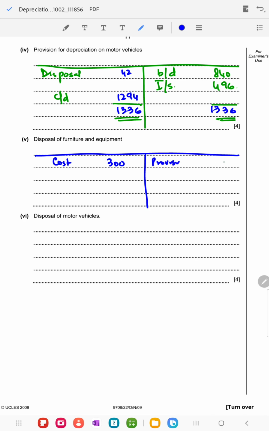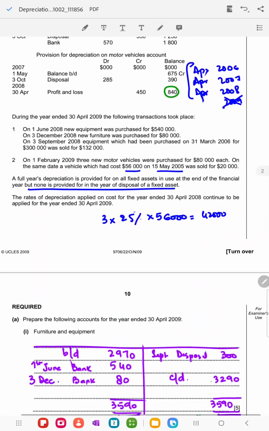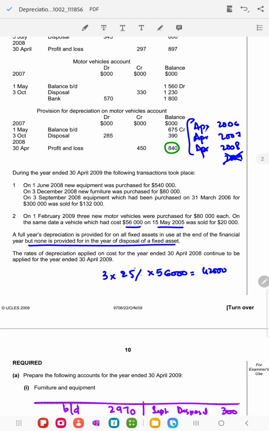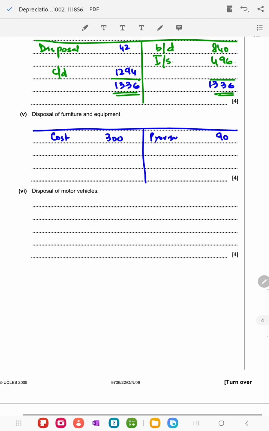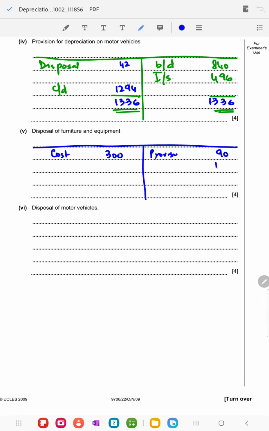Provision 90. Okay, how much was it sold for? Let's go back and check it out. It was sold for 132. So in bank I receive 132. So obviously there is going to be loss on disposal. Plus 90, 300 minus answer gives me 78.